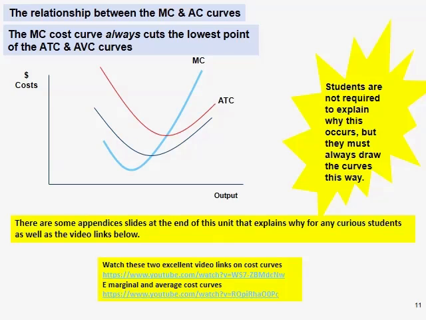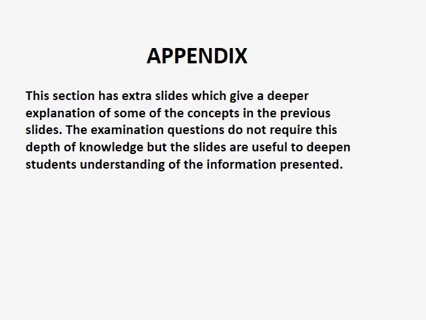Once again here, this is highlighting the relationship between the marginal cost, ATC and AVC, and we can see that the marginal cost curve intersects the lowest point, always the lowest point of both these curves. As it says on the right hand side, students are not required to explain why this occurs, but you must always draw the curves like this. Failure to do so will mean immediately you'll lose 1 mark, so please remember.